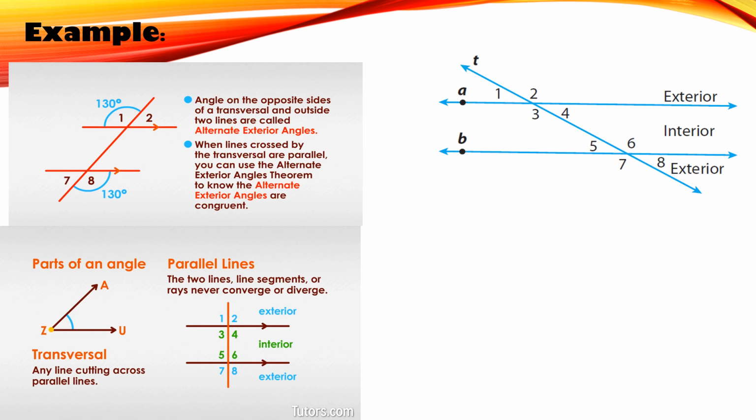It is lines A and B, parallel, with the transversal T. As you can see, angles 1, 2, 7 and 8 are the exteriors, and angles 3, 4, 5 and 6 are the interior.